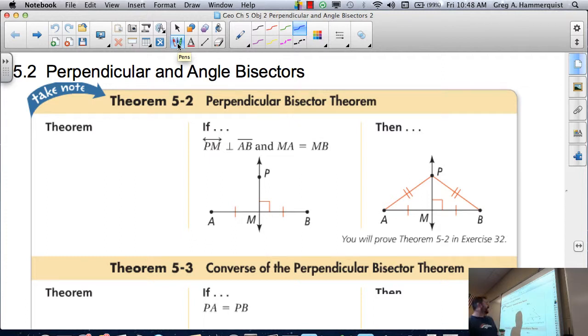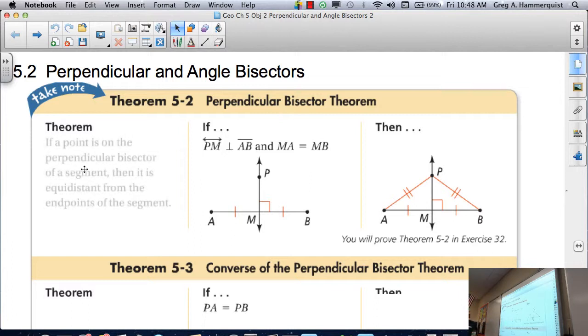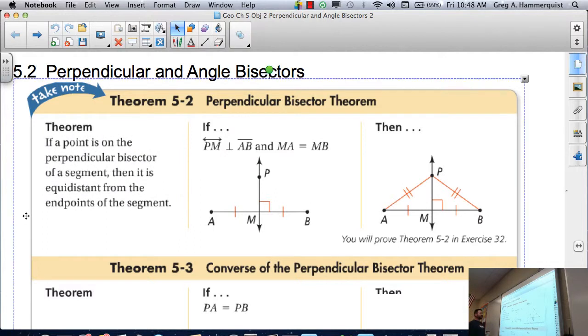Okay, so today we're going to look at perpendicular and angle bisectors, the second objective in chapter 5. We've looked a little bit at angle bisectors and perpendicular bisectors in previous chapters, but we'll get some more detailed information today. Starting with the perpendicular bisector theorem, it tells us this: if a point is on the perpendicular bisector of a segment, then it's equidistant from the endpoints of the segment.